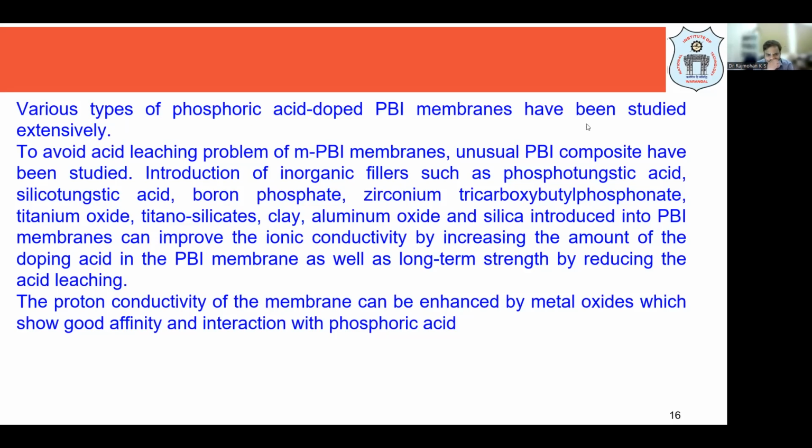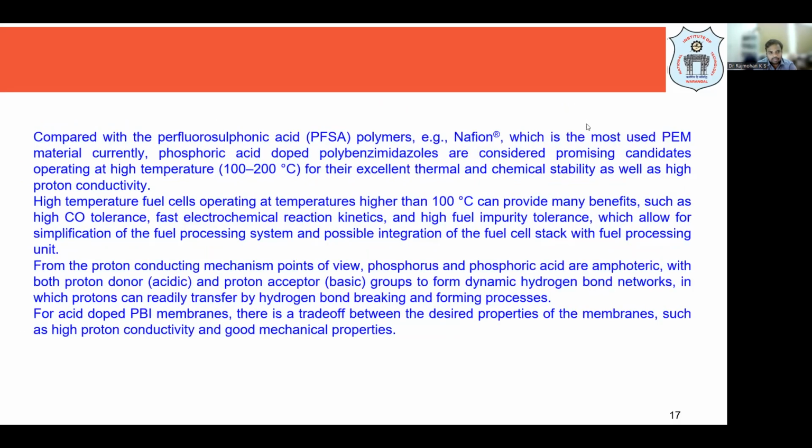So what happens is these metal oxides are known to increase the proton conductivity of the membrane, and it shows very good affinity and interaction with the phosphoric acid. So that way this phosphoric acid, metal oxide PBA membrane is providing us both higher proton conductivity as well as improved mechanical strength at high temperatures.